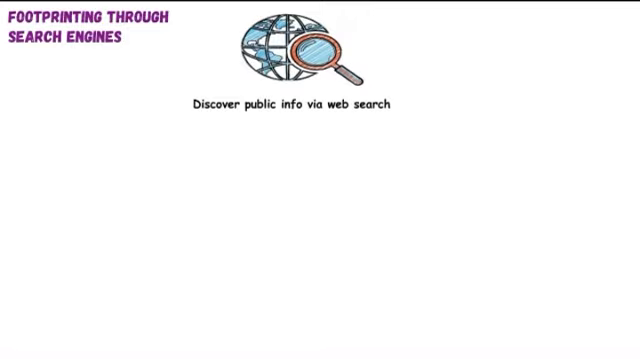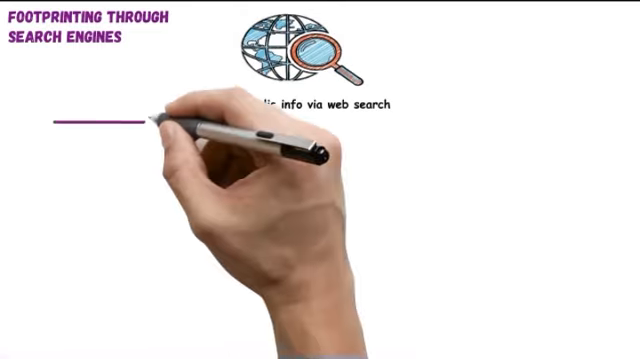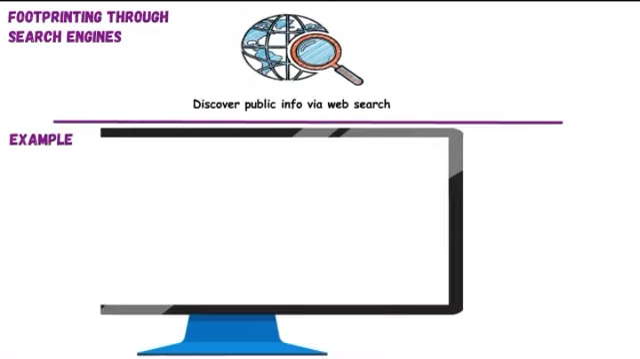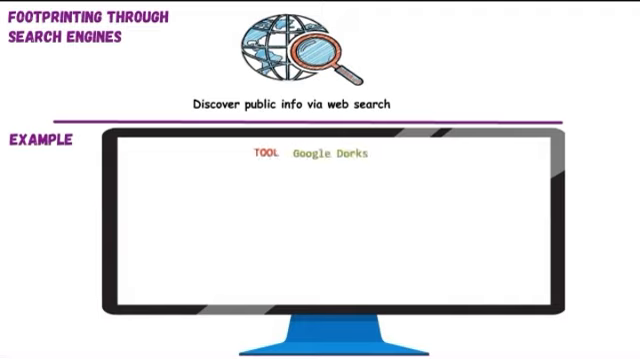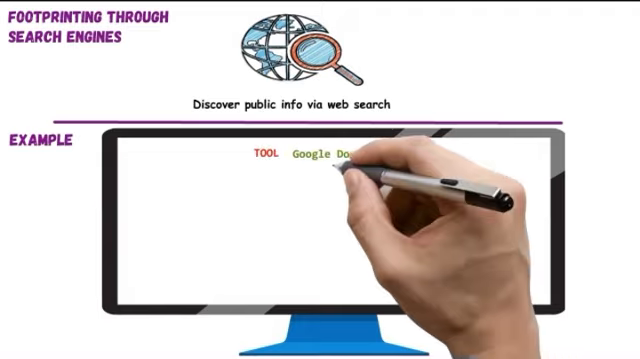The process involves combining operators like site, file type, in URL, or in title with keywords to narrow down searches and pinpoint relevant data. For example, you might search for a specific document type within a target domain, revealing internal reports or old policies. This technique is effective because many organizations overlook the vast amount of data indexed by search engines. Now, practically, let's see how Google Dorks can reveal hidden files.